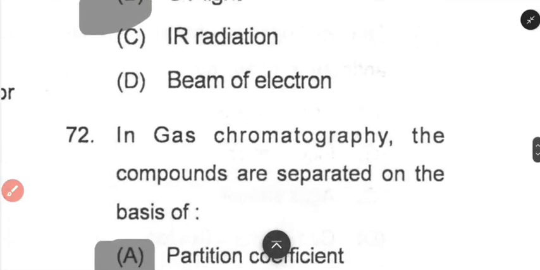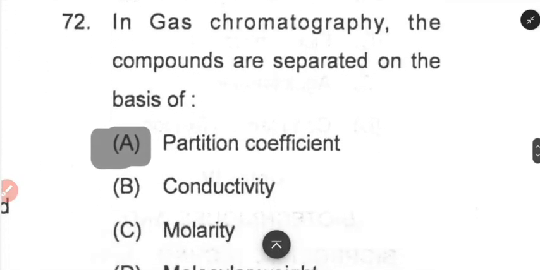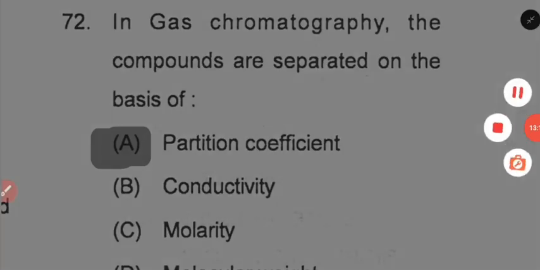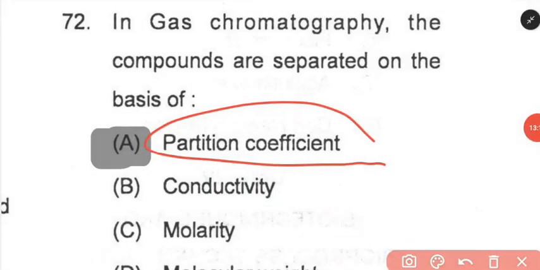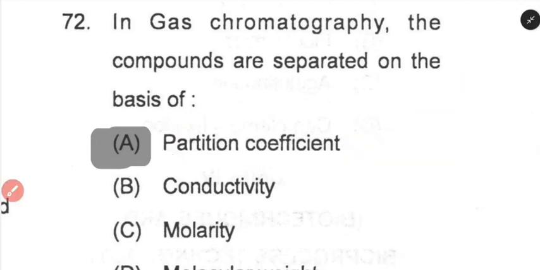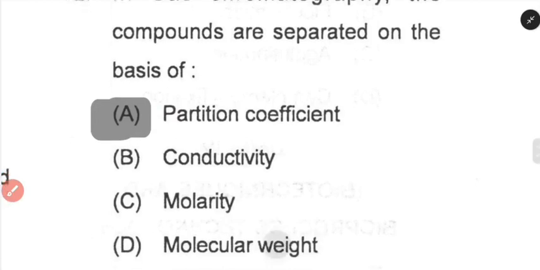Next question. In gas chromatography, the compounds are separated on the basis of what? Partition coefficient. Partition coefficient will be used in gas chromatography.